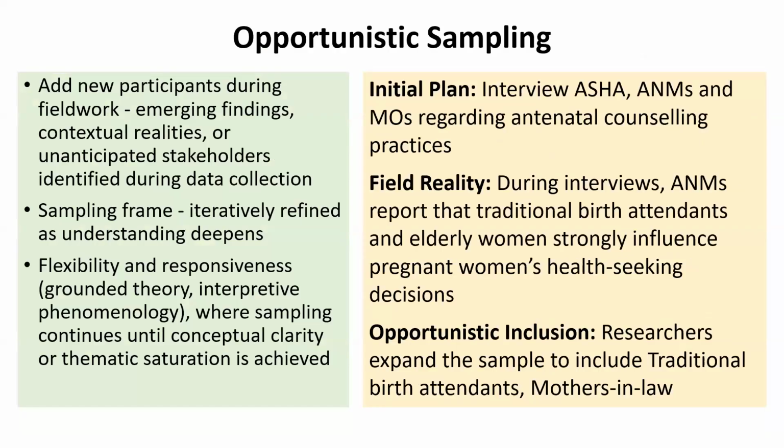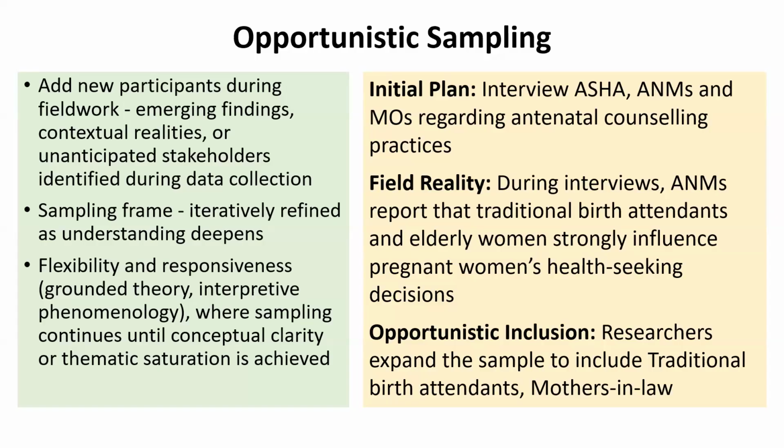The next type of sampling is opportunistic sampling. Now, what is this kind of sampling? You add new participants into your sample during your fieldwork because you get to know new things. There are emergent findings, there are new realities out there in the field, and you never thought that these individuals should have been included in your sample in the first place. It is only when you started collecting and analyzing data that you thought that this cadre or this new entity needs to be included in your sample.